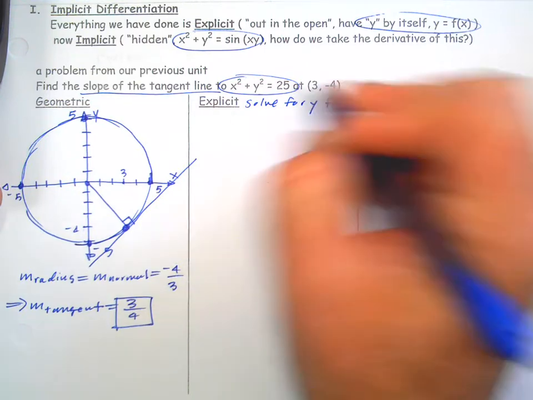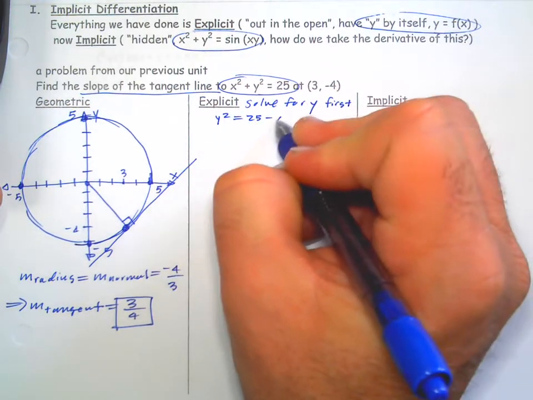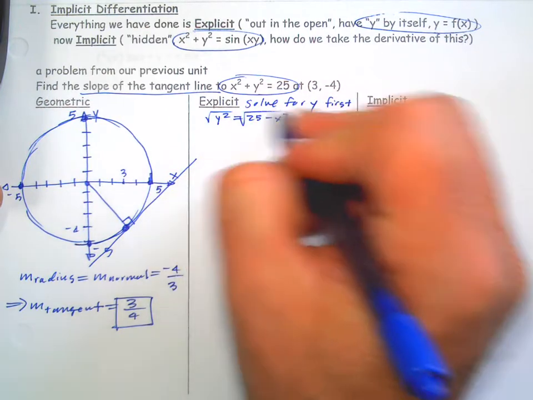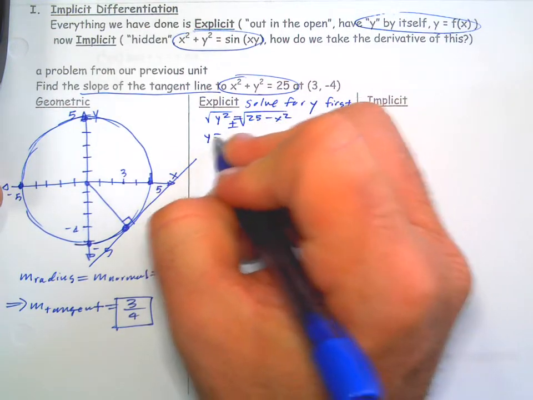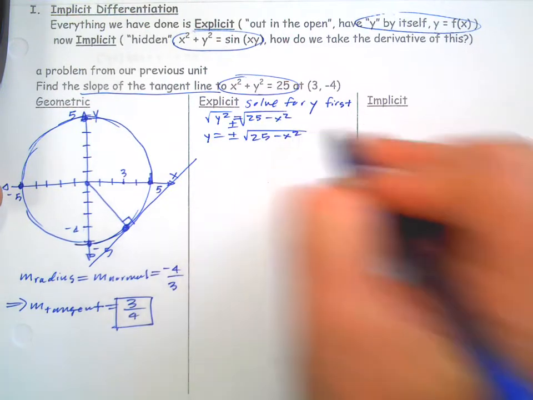And we can do it on this one. So you get, all right, x squared equals 25 minus x squared. Square root of both sides, plus or minus. And there is a plus or minus, because the plus is the top half of the circle and the minus is the bottom half of the circle.